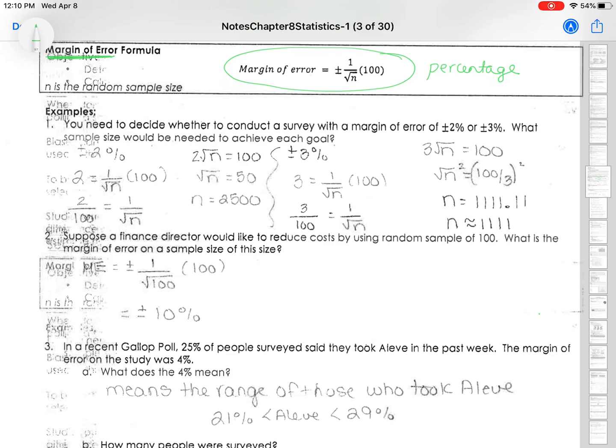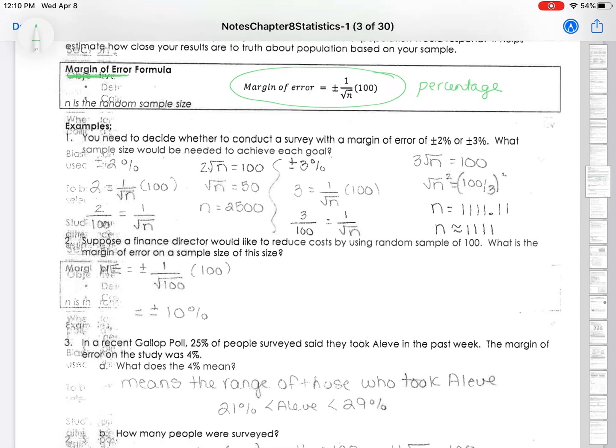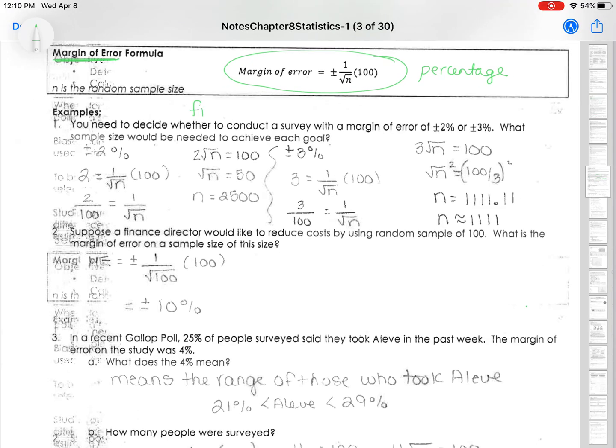If we look at number 1, it says you need to decide whether to conduct a survey with a margin of error of plus or minus 2% or plus or minus 3%. What sample size would you need to achieve each goal? In this case, we have the margin of error, so we're going to find n. We have to do 2 instances, because it's plus or minus 2 or plus or minus 3.